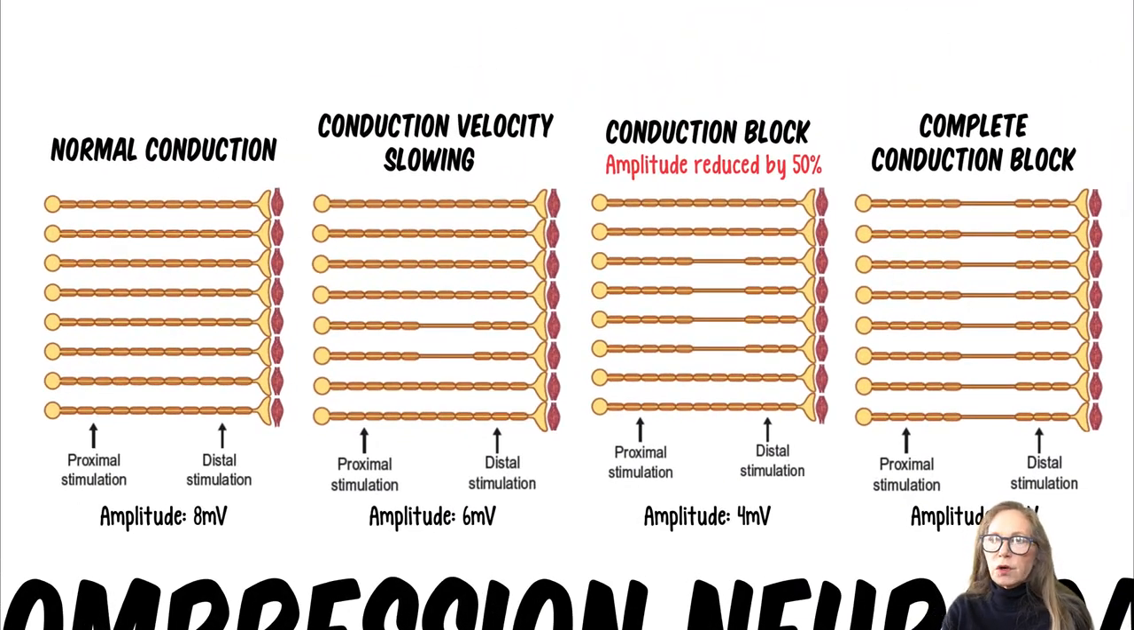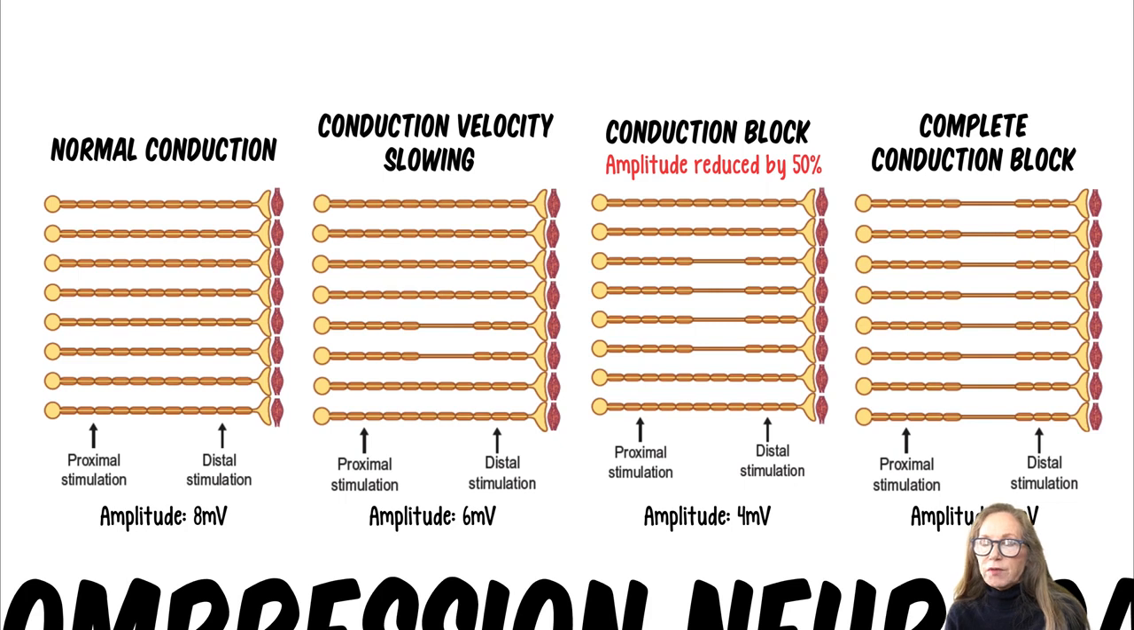So here we have, again, those cartoons, 8 normal axons, normally myelinated. Amplitude is a surrogate for the number of axons, and it's 8. It's normal.